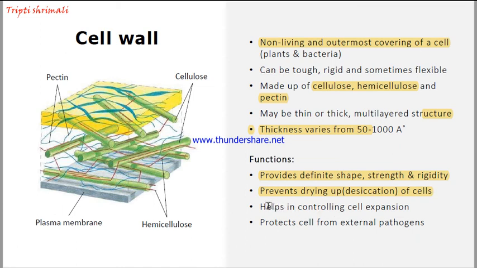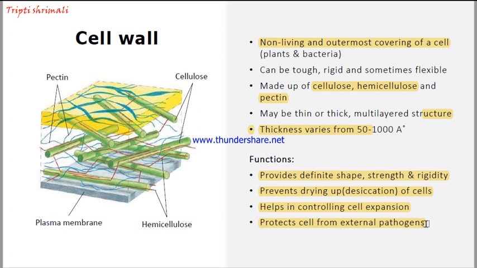It helps in controlling cell expansion. Otherwise, the cell would burst. Okay. So, cell wall helps in controlling cell expansion. And a very important function of the cell wall is that it protects the cell from external pathogens, right? So these are very important functions of cell wall.